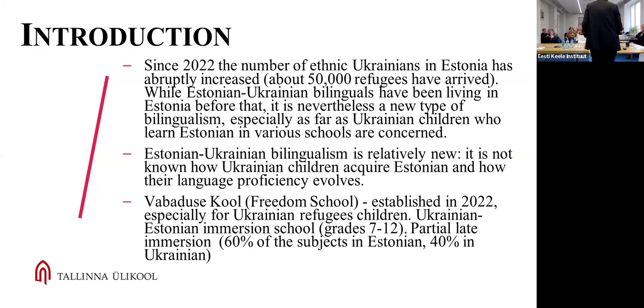We are concentrating on Vabaduse Kool. It's a freedom school, and it was established in 2022 especially for Ukrainian refugee children here in Tallinn. For those of you who don't know the Estonian context, immersion schools are quite popular in Estonia. And this school is using late immersion because the children are from grade 7 to 12, so not the very beginners, not the first graders.